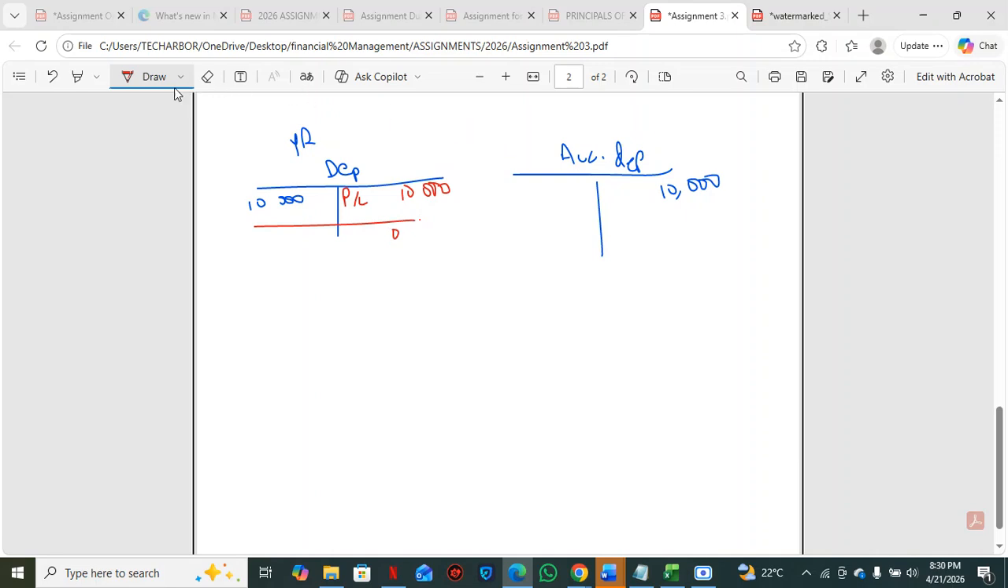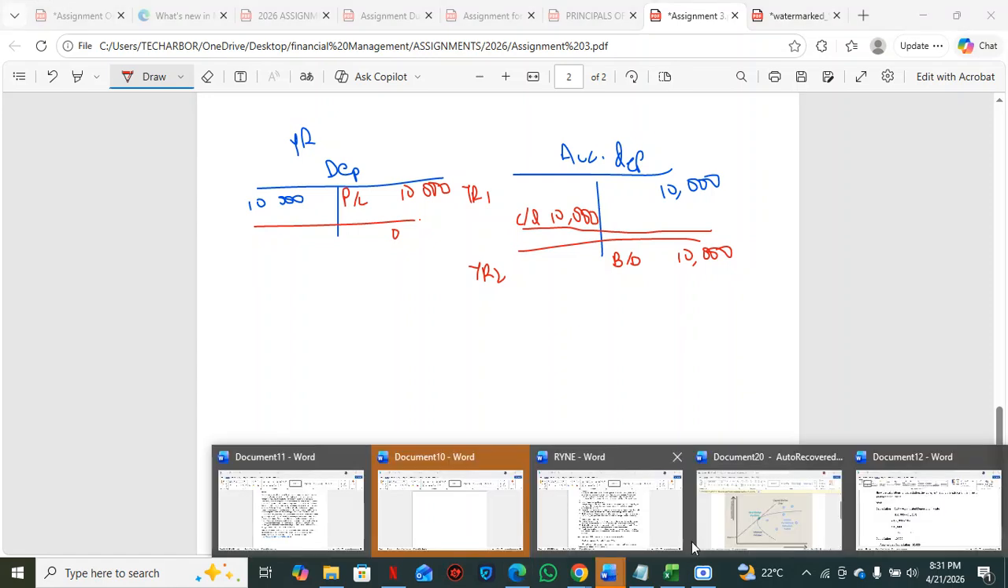Now for the accumulated depreciation account, at the end of the year you say balance carried down 10,000 here. The balance carried down always comes on the opposite side. Then, in the beginning of year 2, the balance brought down for accumulated depreciation is going to be 10,000. This is for year 1 here. The accumulated depreciation balance for year 1 is brought down to year 2. Any questions so far?